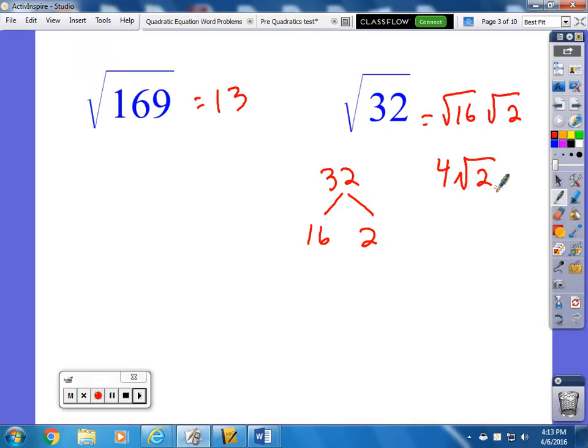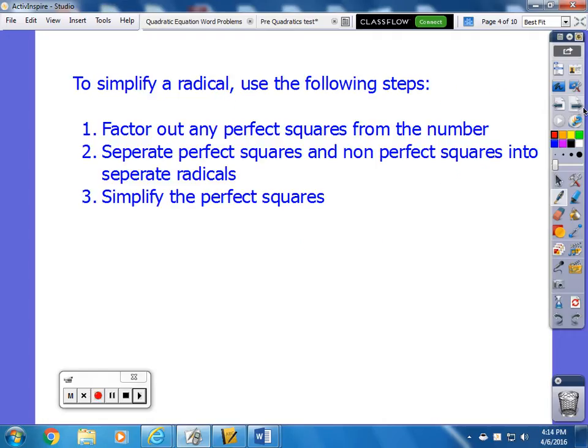You see, the square root of 169 is 13 because it's a perfect square. The square root of 32 we break down into 16 times 2. Since 16 is a perfect square, that gets out of the radical, and our simplified answer is 4 radical 2. Here are the steps. Please write them down.